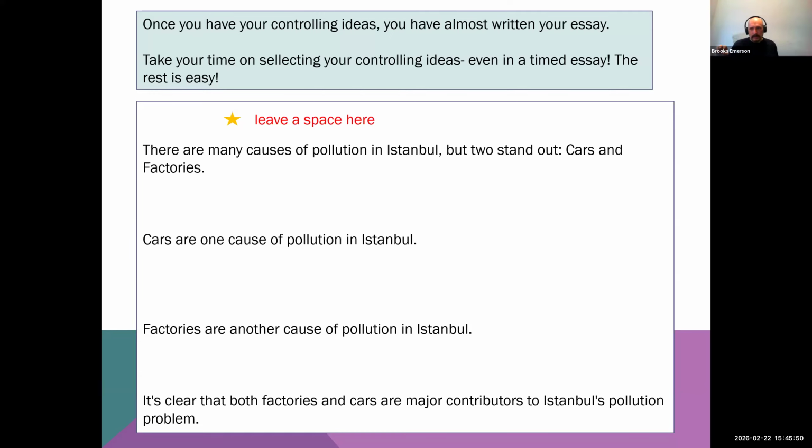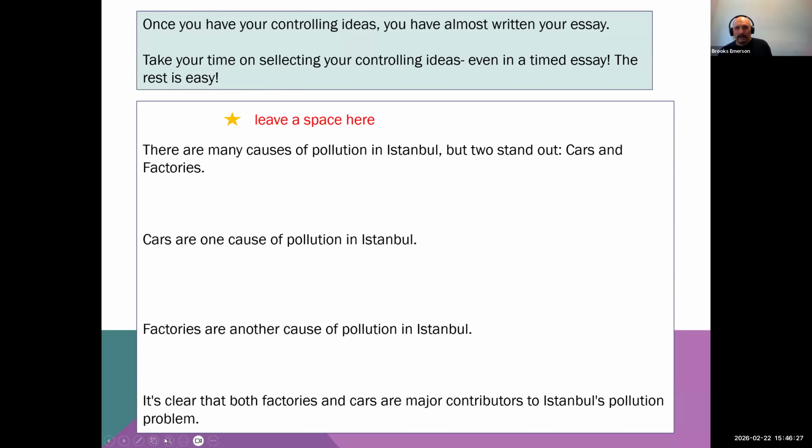There are many causes of pollution in Istanbul, but two stand out, cars and factories. Then the topic sentence for your first body paragraph, cars are one cause of pollution in Istanbul. And then you leave space, enough for 6 sentences. And then you write your second one, factories are another cause of pollution in Istanbul. Leave a space for your 6 sentences. And then you could put in your conclusion. It's clear that both factories and cars are major contributors to Istanbul's pollution problem.